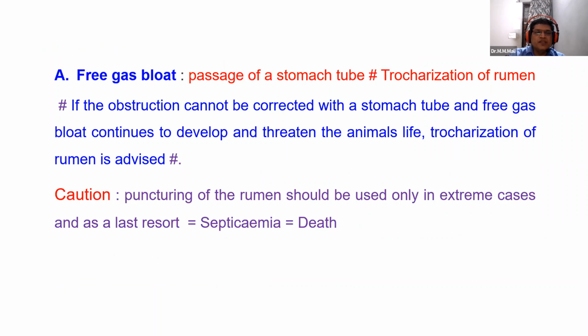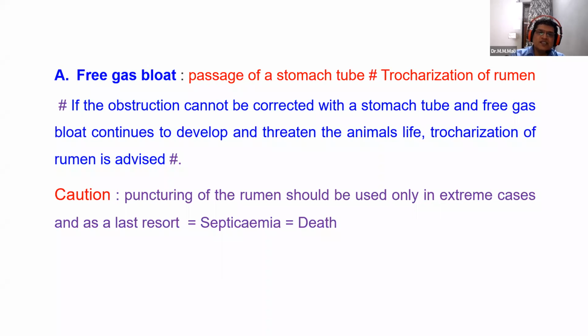In case of free gas bloat, the passage of a stomach tube or trocarization of the rumen is always indicated. And if the obstruction cannot be corrected with the stomach tube or free gas bloat continues to develop and threaten the life, then trocarization of the rumen is always advised. But caution should be taken while puncturing the rumen, as it may lead to a septic condition and ultimately septicemia, and death may occur due to faulty trocarization.